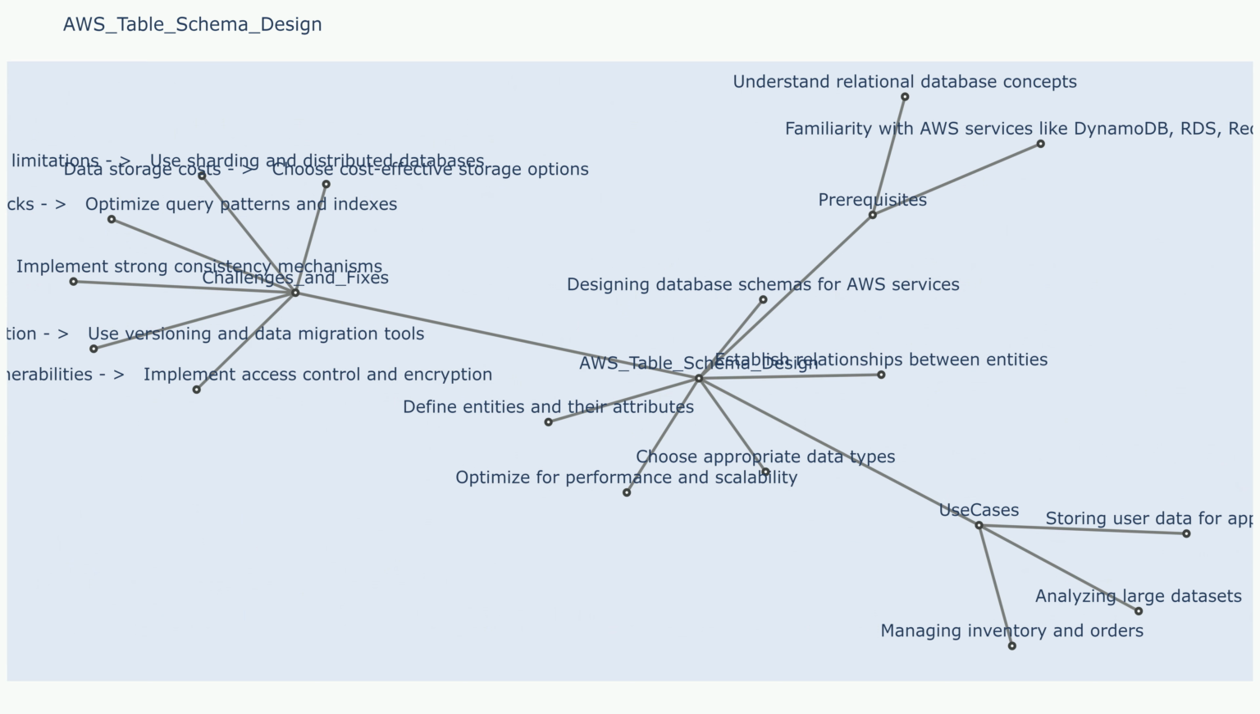Schema evolution and migration. As applications evolve, schemas may need to be modified to accommodate new data requirements or changes in data structure. Use versioning and data migration tools. Implement schema versioning to track changes and facilitate smooth migration processes. Utilize tools like AWS Database Migration Service (DMS) for transferring data between different database instances or versions.